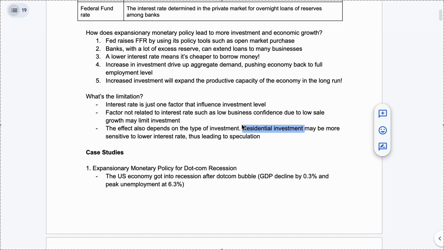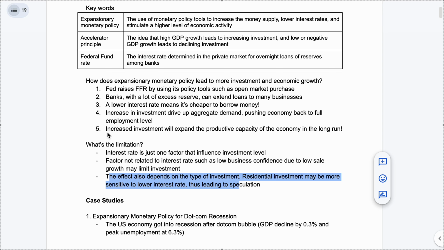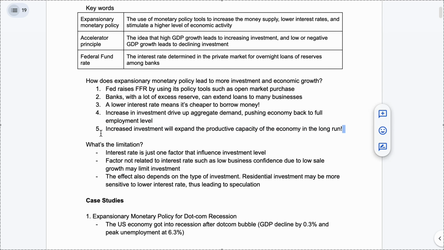So residential investment can actually rise quite significantly as a result of expansionary monetary policy, which could be a bit different from what they're probably intending to do in terms of long-term economic growth. Because again, firms, businesses investing in their equipments like machines and computers, or structures such as factories, can actually lead to overall economic long-term growth by expanding productive capacity.